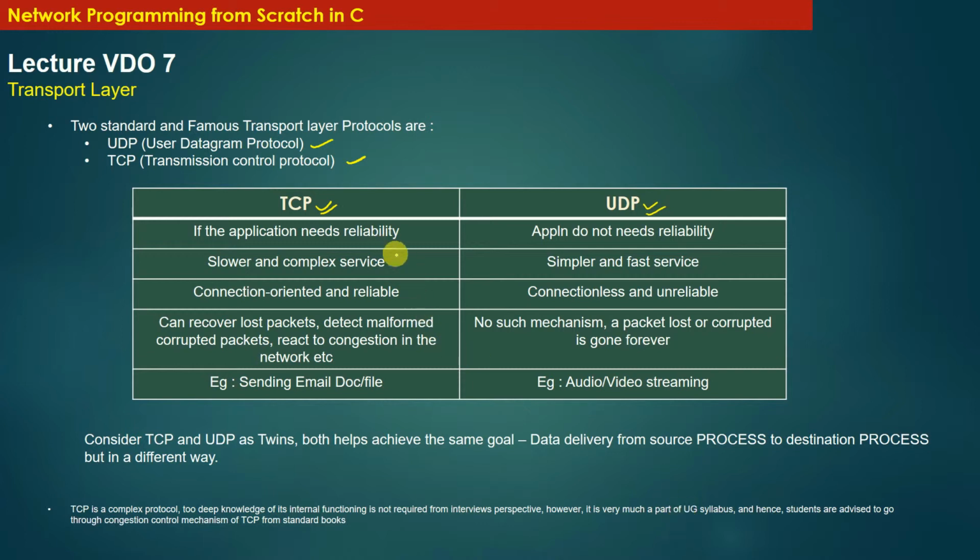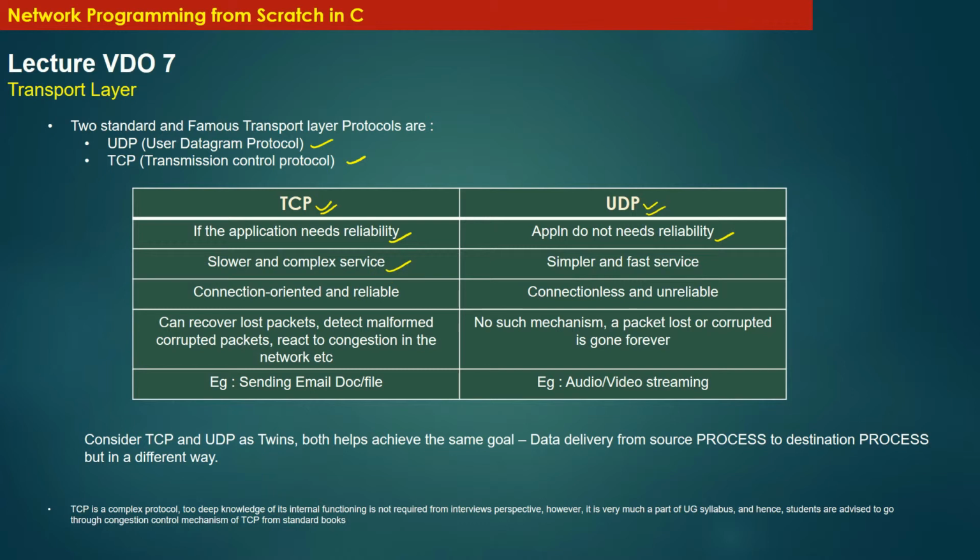So as I said, those applications which need reliability, that is, those applications which cannot tolerate data packet loss, will prefer to use TCP, because TCP has a mechanism to make up for the packets that are lost in the network for some reason. UDP protocol is used for applications which do not need reliability. That is, if the packet is lost, then it is lost forever. There is no recovery mechanism, or the application does not need a recovery mechanism. In those situations, the application should use UDP protocol.